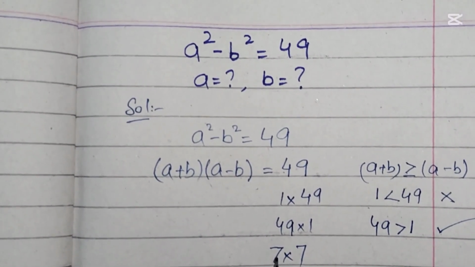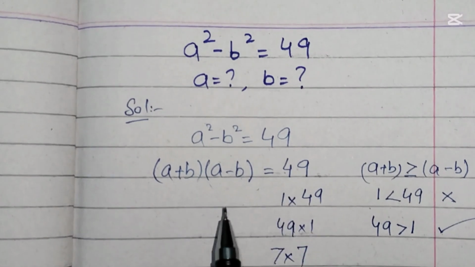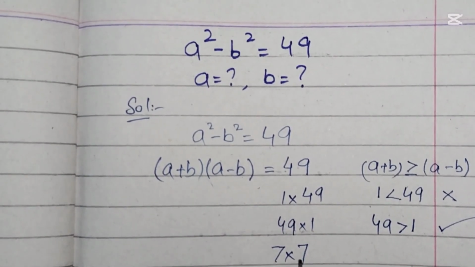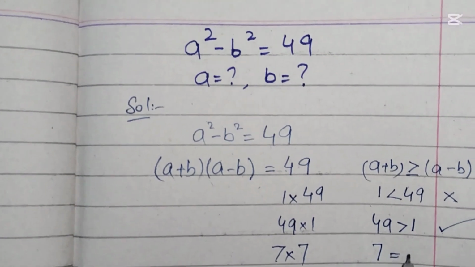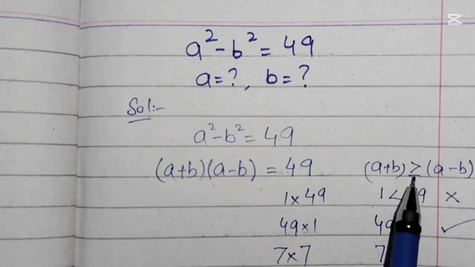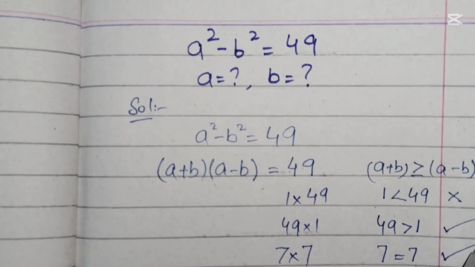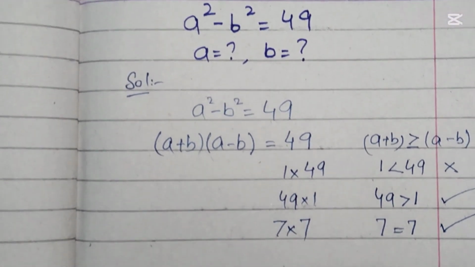In the third case, 7 times 7 is 49. That is a plus b is 7 and a minus b is 7. So 7 equals 7. Here this is equal, so we will also consider this case.